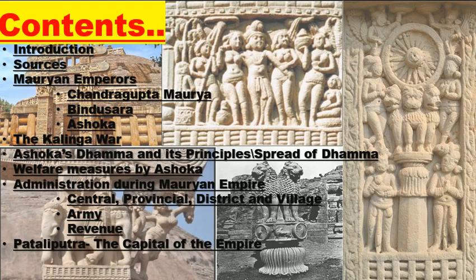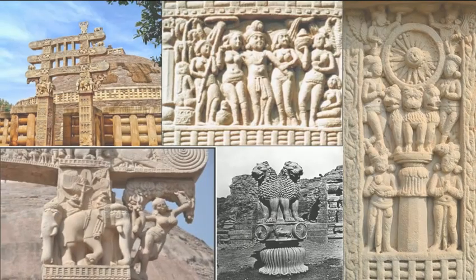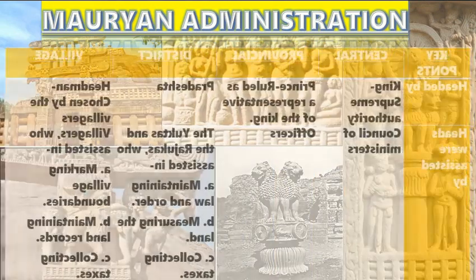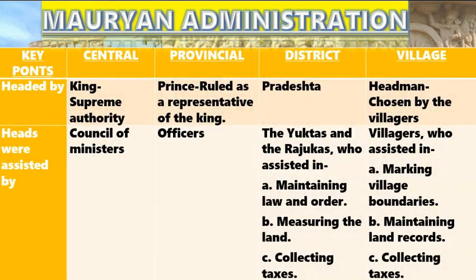When it comes to the administration of the Mauryan Empire, the administration was divided into four categories: central, provincial, district, and village. The king was the supreme authority. He used to take all important decisions but was assisted by a council of ministers who acted as the king's advisors.